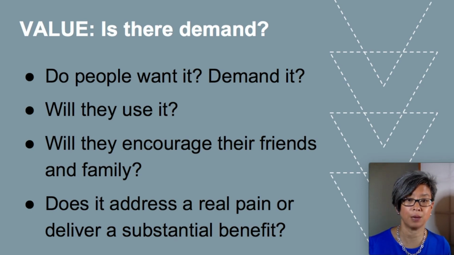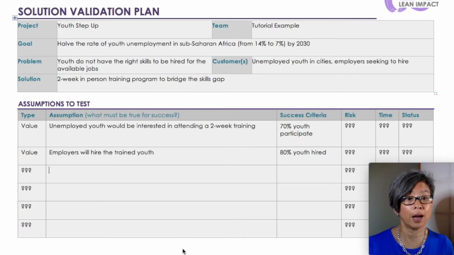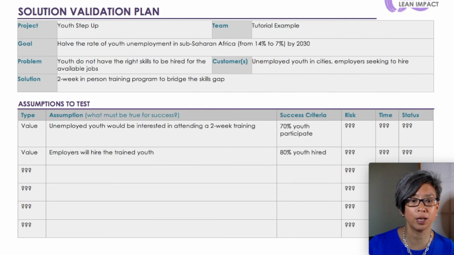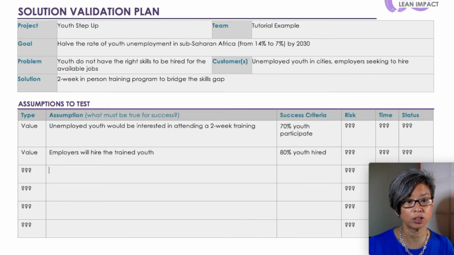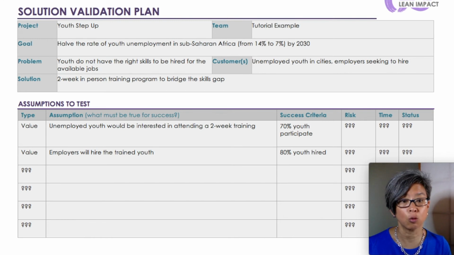Going back to my example, for my solution of having a 2-week training for youth to build the skills gap, some of the assumptions around value I might have are that these unemployed youth would be interested in coming to and sitting through a 2-week training, and that employers will want to hire these youth that have been trained.